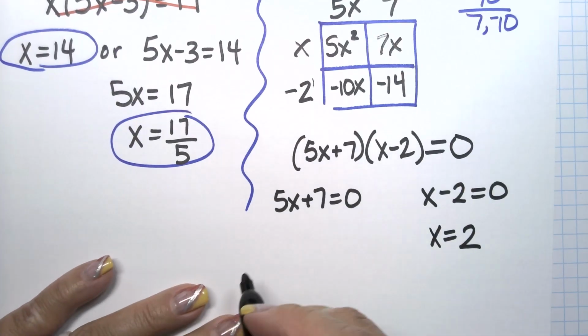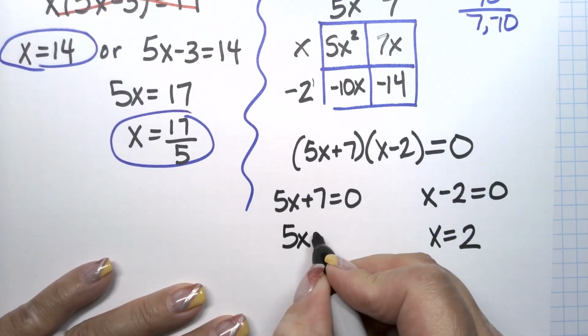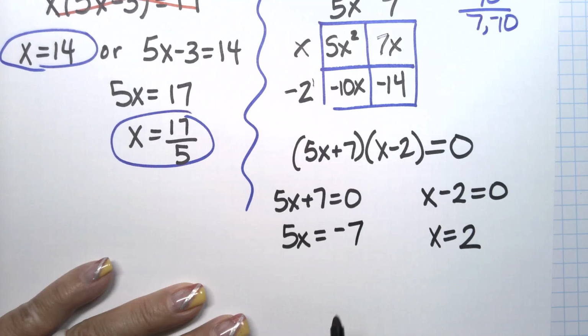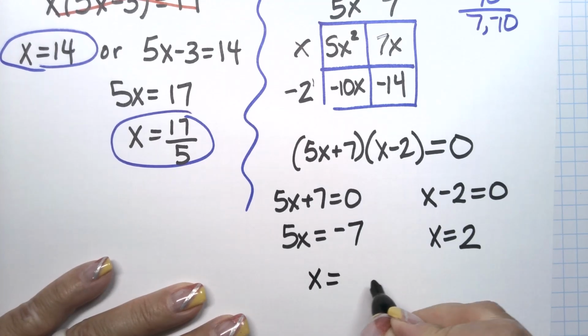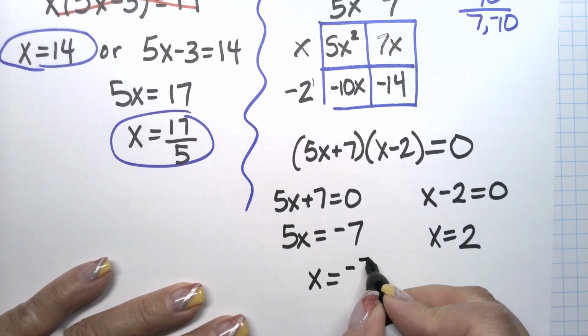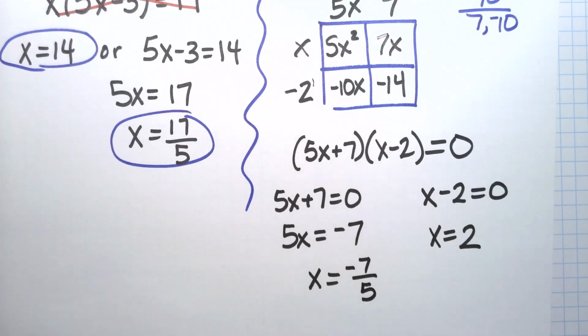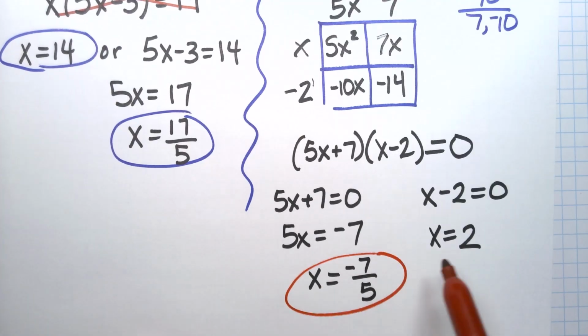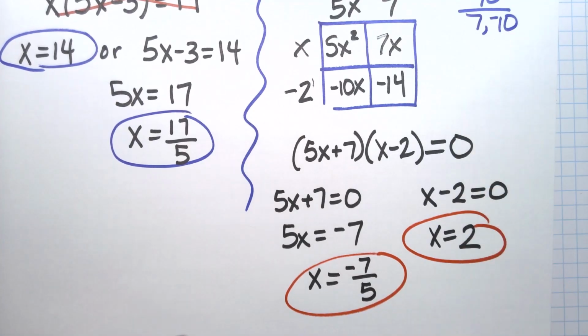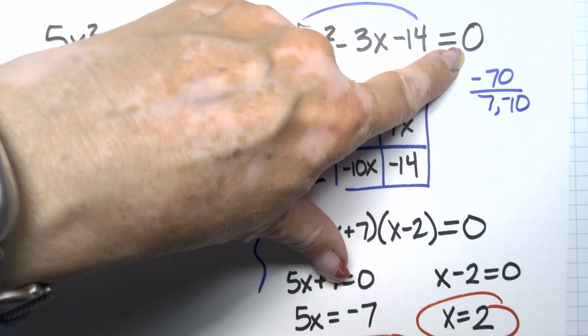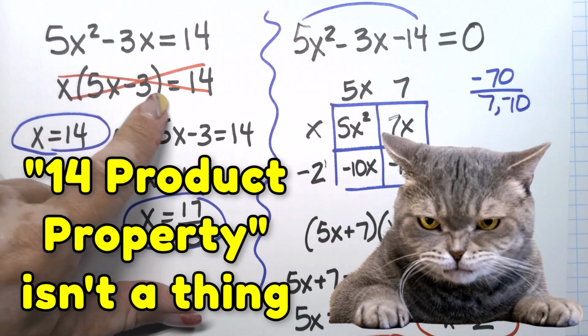Now this one, subtract 7 from both sides. 5x equals negative 7. Divide both sides by 5. X equals negative 7/5. These are the correct answers. The process is similar to doing it wrong, but that zero product property is the thing that has all the juice. You can't do the 14.